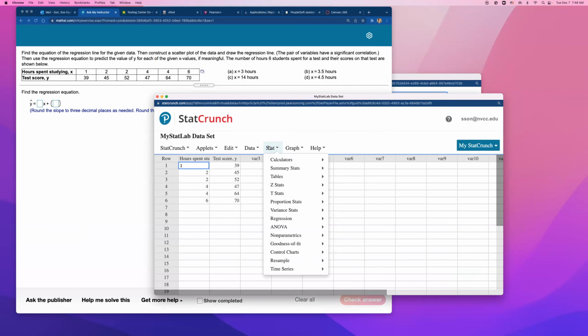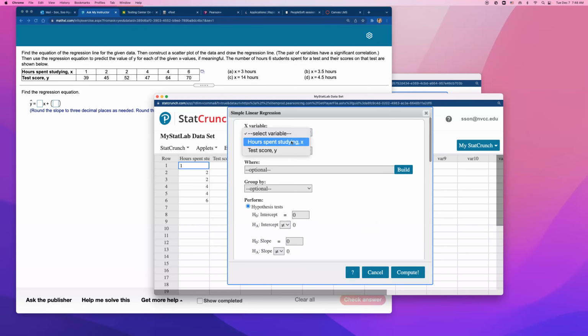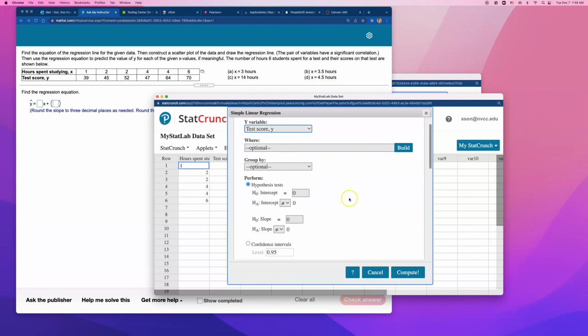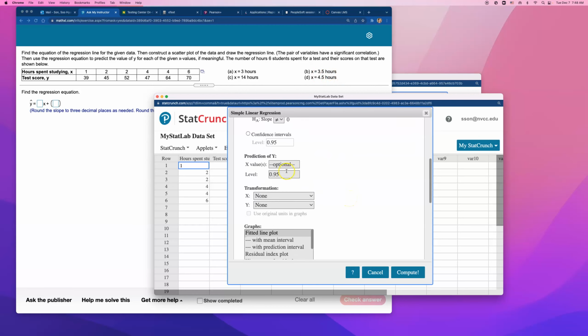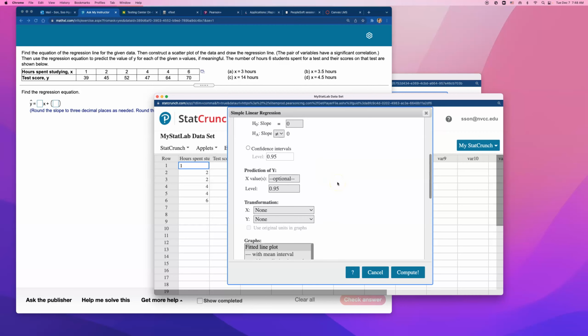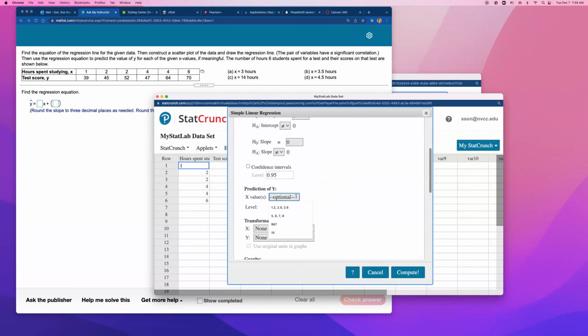So stat, regression, simple linear, and then just select your x variable to be hours spent on studying, y variable to be test score. But I noticed something else. It says that they want us to estimate or predict the y values when x is 3, 3.5. So take a look. Scroll down a little bit and tell them to predict some y values for you. So type in 3, 3.5, 14, and 4.5. And just hit compute.